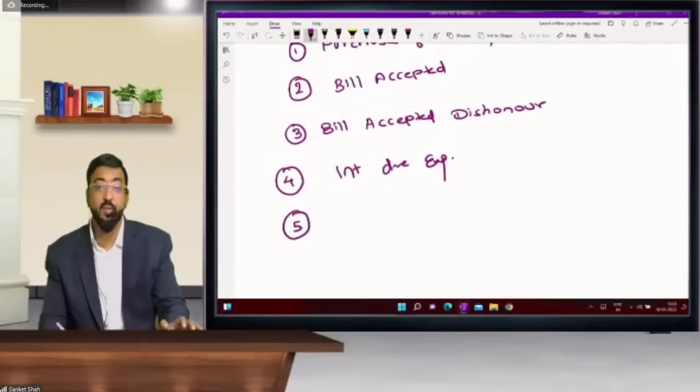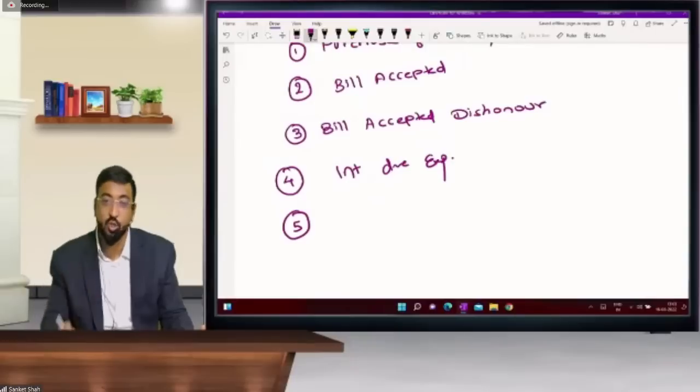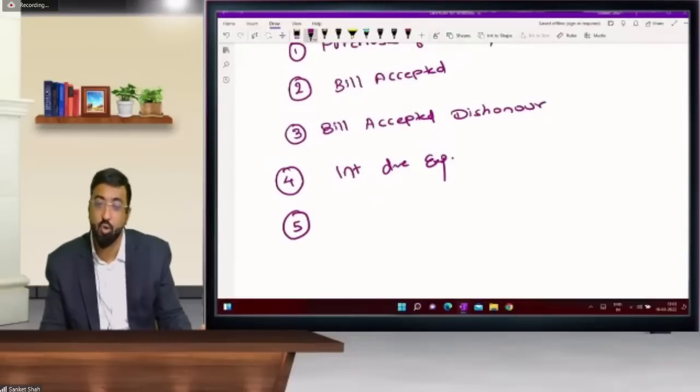In the ICAI study material, you will get some combined entries also. So combined entries are also okay. If you pass separate entries, it's also okay, beta. Don't worry. For separate entries, try to get the sequence first and then try to pass the entries.